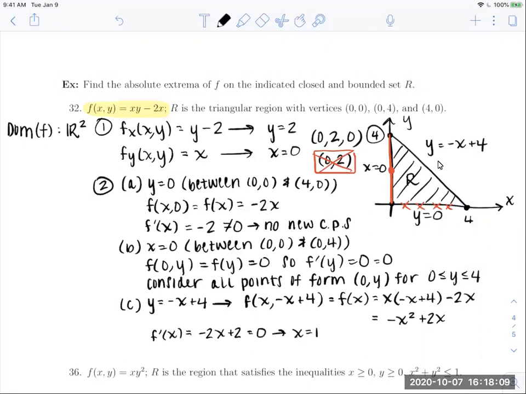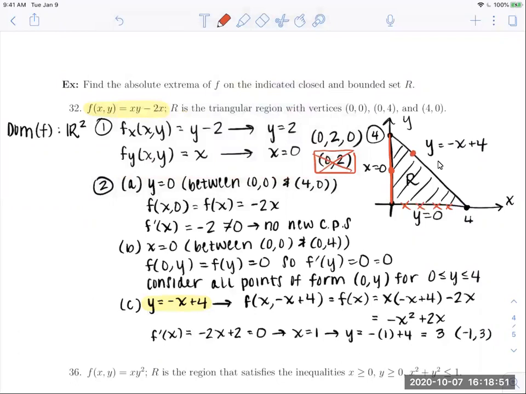So there is only one possible point along the hypotenuse of this triangle where I might have a critical point. How do I find the y coordinate? I'm just going to plug it back into this equation for the hypotenuse. So y equals negative 1 plus 4, which is 3. So I have the point (1, 3). So let me indicate that in red on my triangle, roughly right here. All right. So the points that I have highlighted in red are the possible critical points.